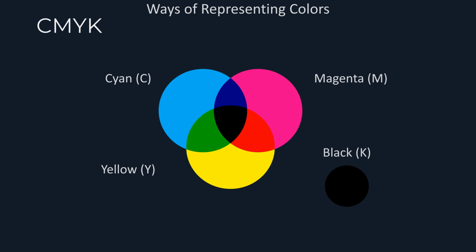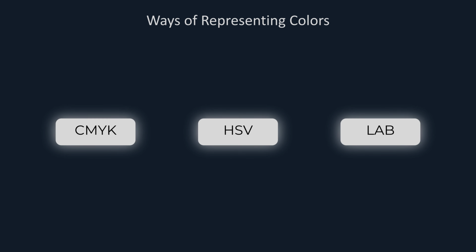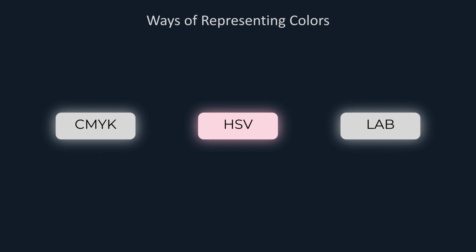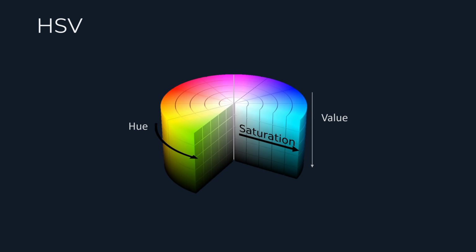The next color model that I want to cover today is the HSV, which stands for hue, saturation, value. HSV represents color in a way that's often more intuitive than RGB, particularly for tasks involving color adjustments or any processing that requires working with color in a more conceptual way.